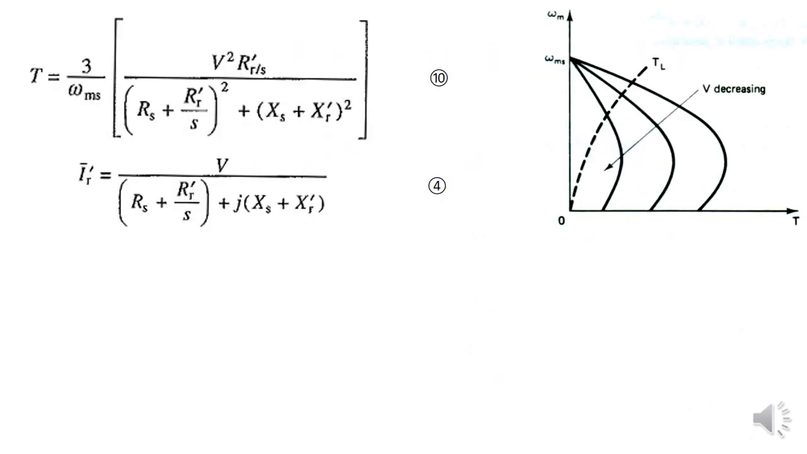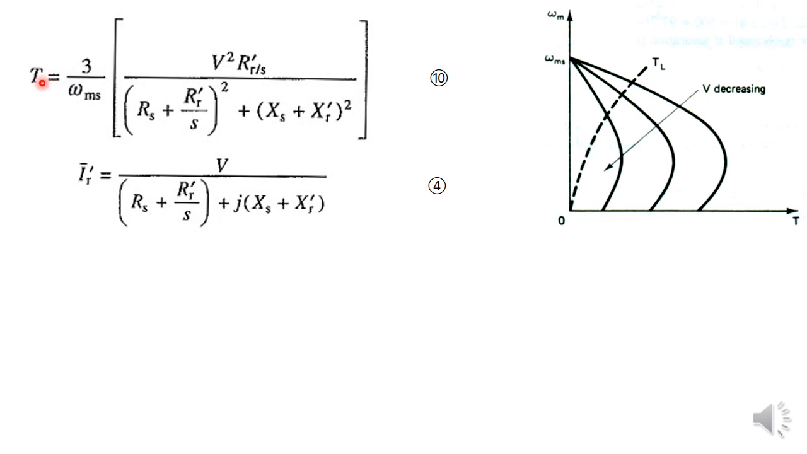Next, we will consider the thermal loading, or the heat produced in the induction motor when we apply stator voltage control. These are the equations we have already discussed. Let's look at these equations. As we have discussed, the torque is proportional to V square and current is proportional to V. That means for a small reduction in applied voltage, the reduction in torque will be large.